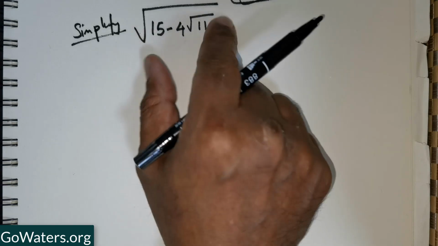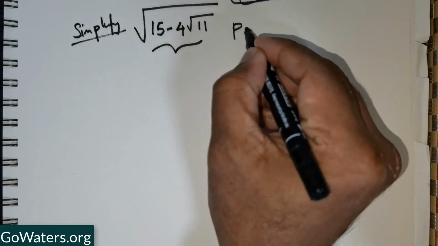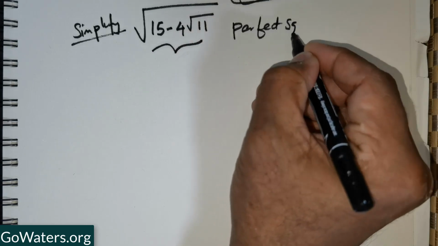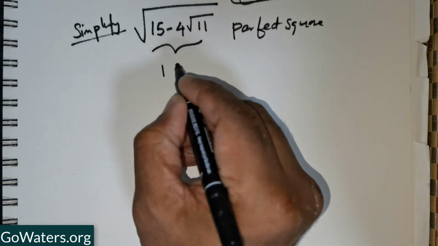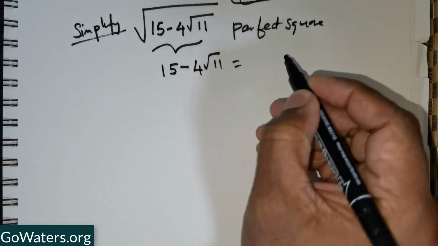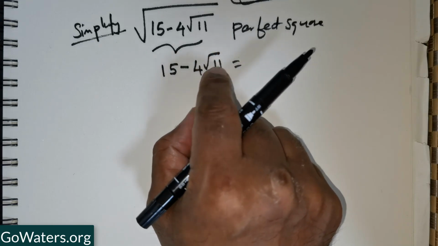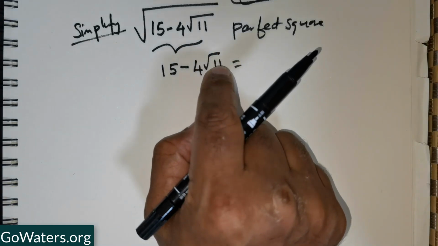without the introduction of calculators, the only way that we can simplify this is to convert this into a perfect square. That's the key. So what I wish to do is consider 15 minus 4 times root of 11, the quantity inside the square root, which is called the radicand. Now that is the key.